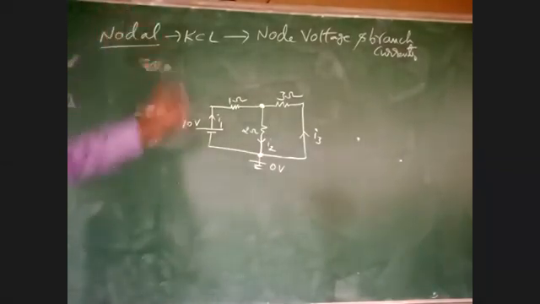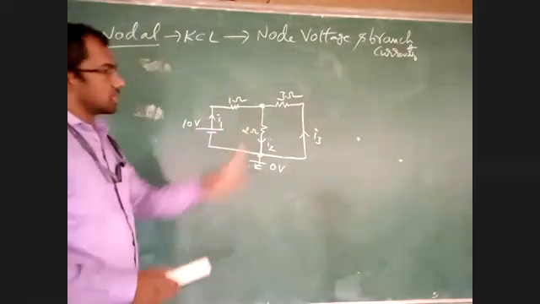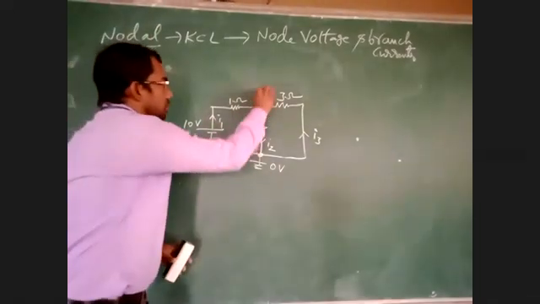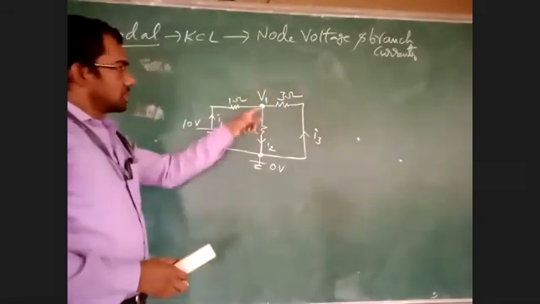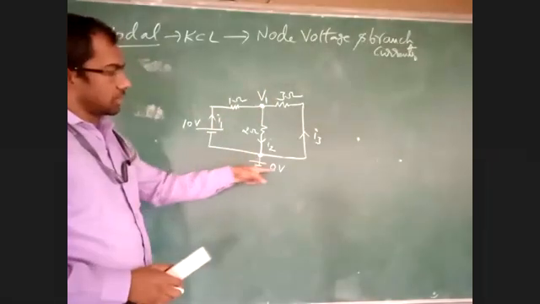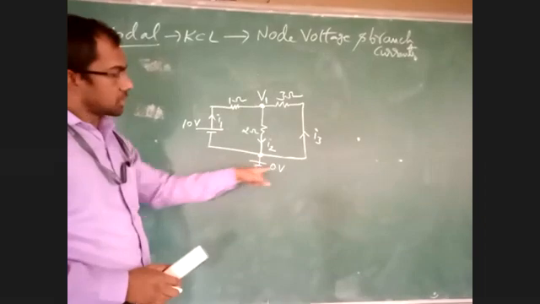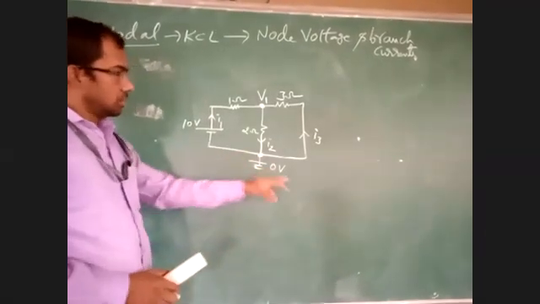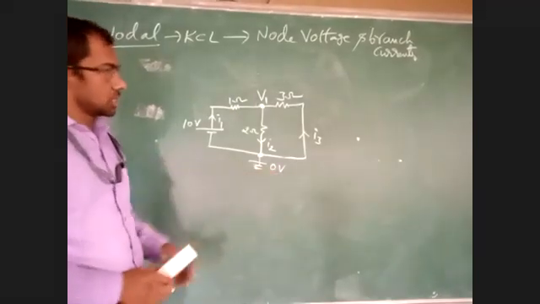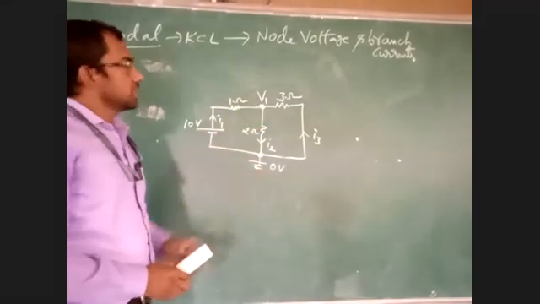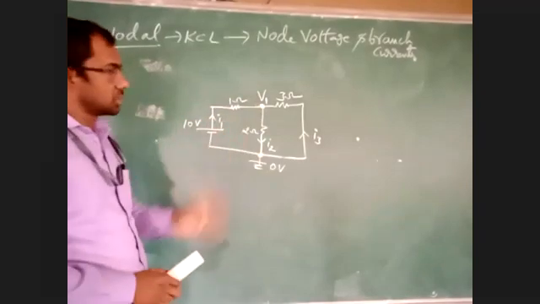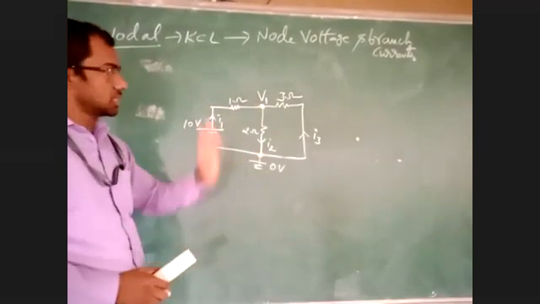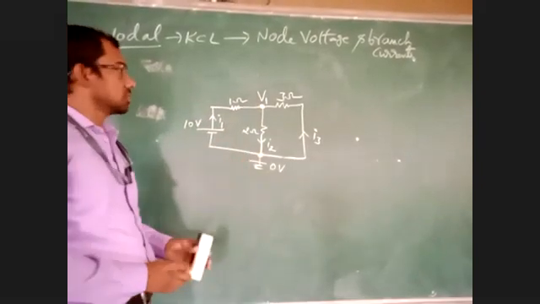Here two nodes are there, but generally we say we are having only one node. This is the first node, this is the second. The second node I am taking as the ground node. That is called the reference node, at zero potential. Voltage at the ground node is 0 volts. We are having only one node in this circuit. The other one is 0, so we are not considering it as a node.